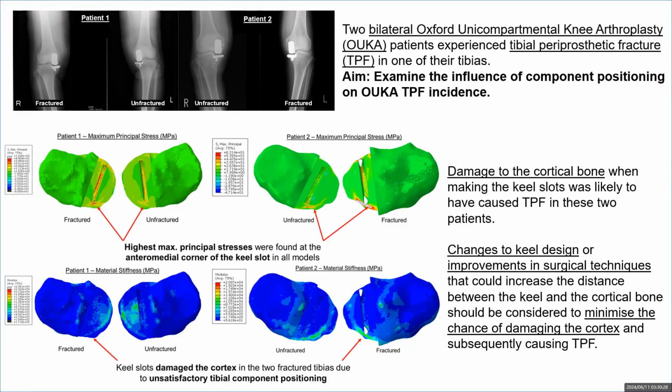The results showed that tibial resections were made more distal and more medial in the fractured tibias in both cases. In both fractured tibias, the keel slot was very close to the anterior cortex or had penetrated the cortex. Keel slot cutting into the cortical bone due to surgical errors in tibial resections might have been the main cause of tibial periprosthetic fractures in these two cases.